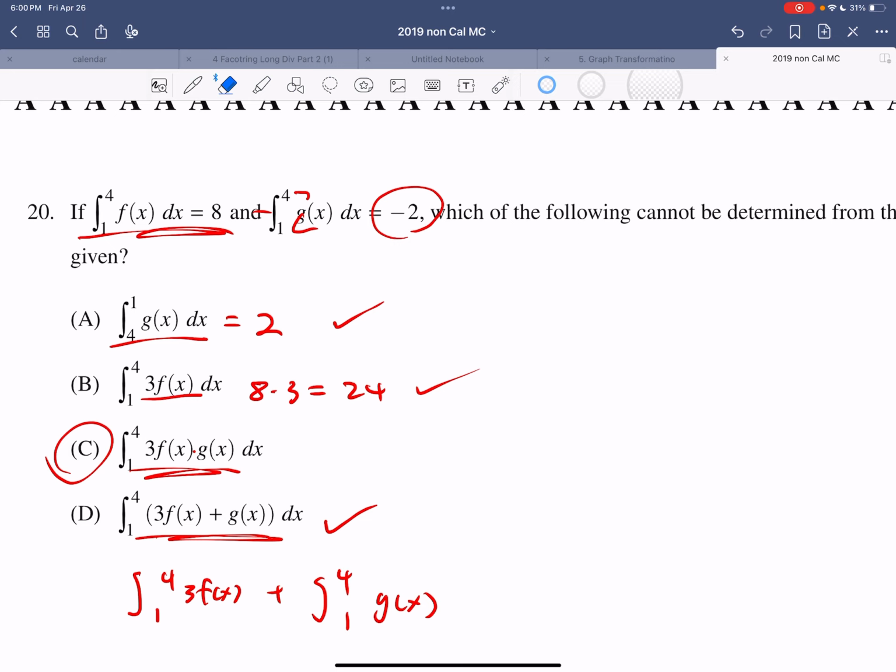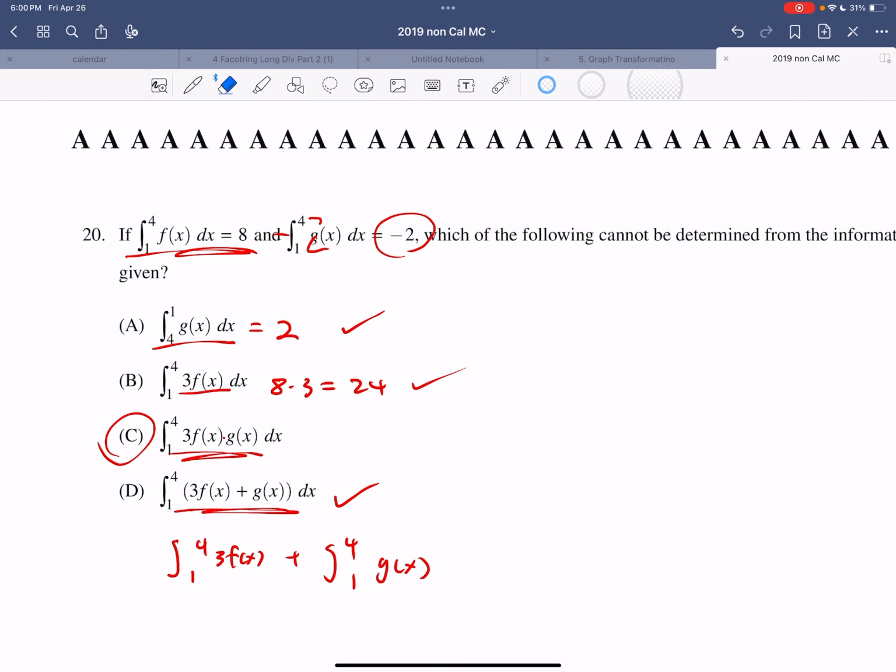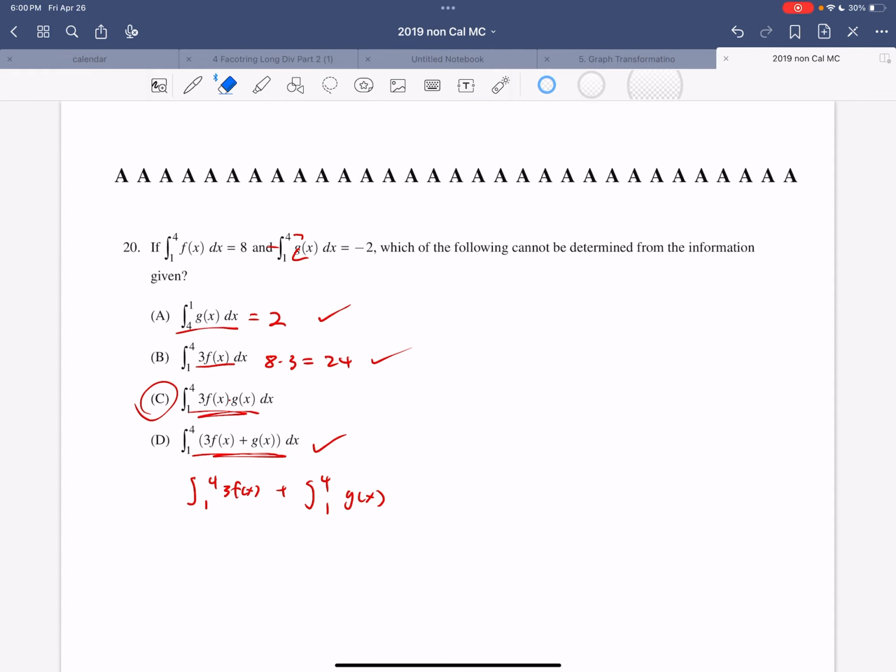Okay? So keep that in mind. It's not just like multiplying these two. That's above that. Yeah, that's about it.